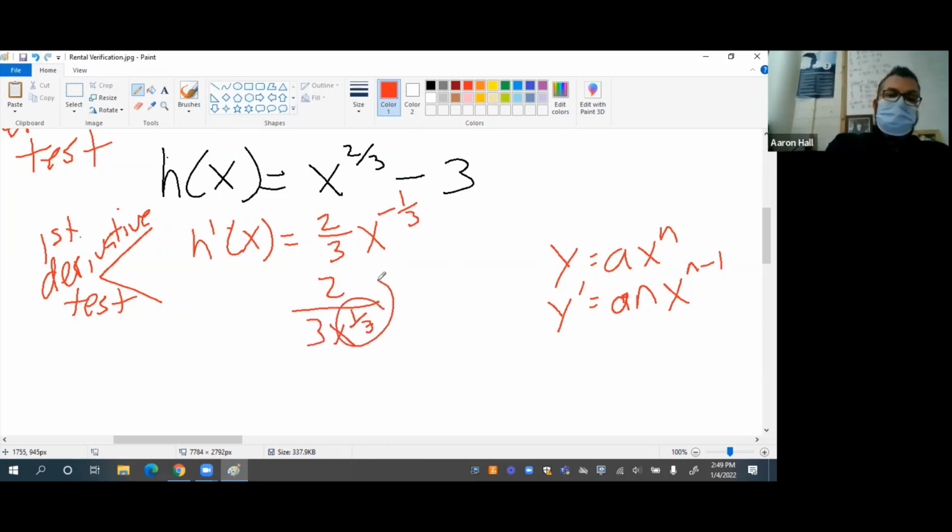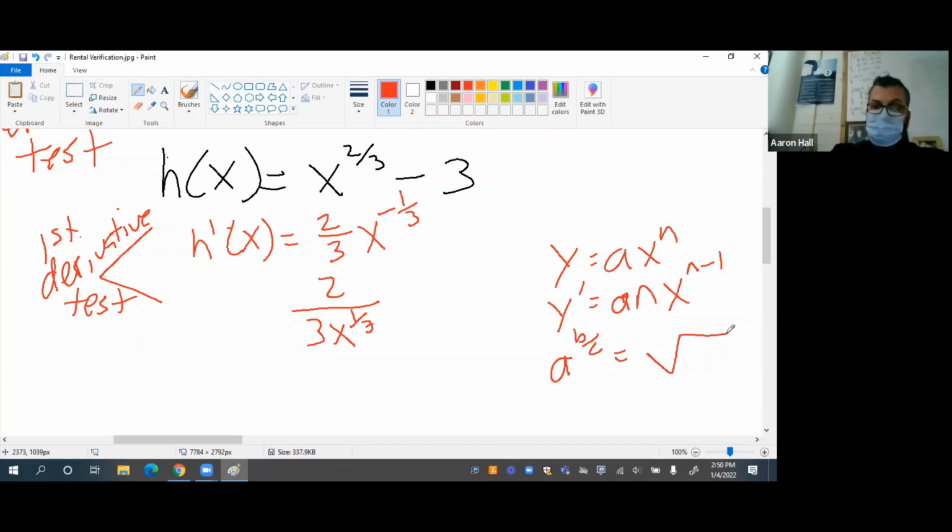Do you remember our fraction exponent rule? If I have a to the power of b over c, then this becomes a root. What root is it? The cth root of a to the power of b. So I can rewrite this so that I have 2 over 3 times the cube root of x. Okay, so now what?